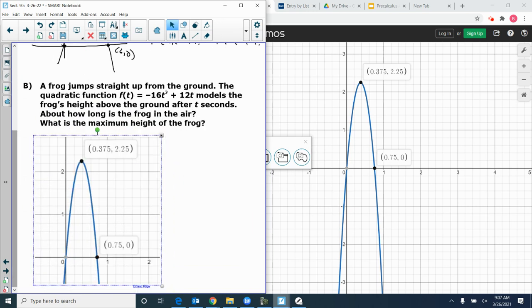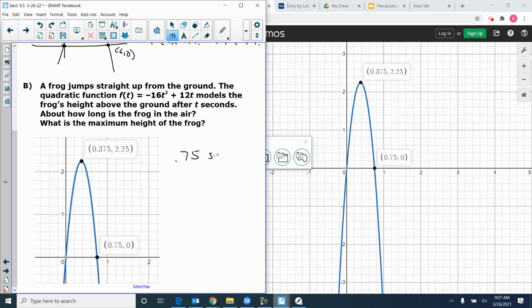About how long is the frog in the air? What would you tell me? 0.75 seconds. So 0.75 seconds in the air. And then what's the maximum height of our frog? 2.25 feet. Yeah. So max height equals 2.25 feet. All right, for that one.